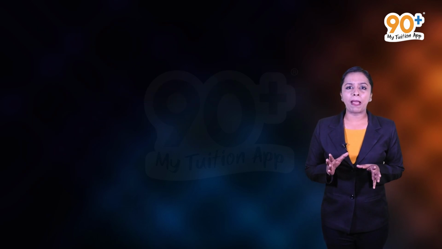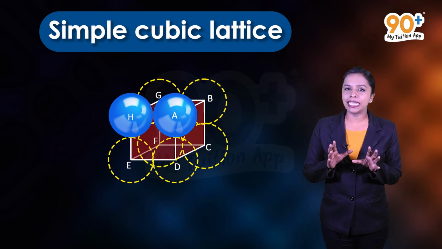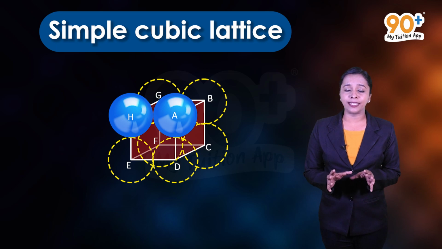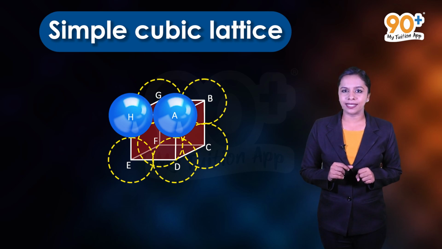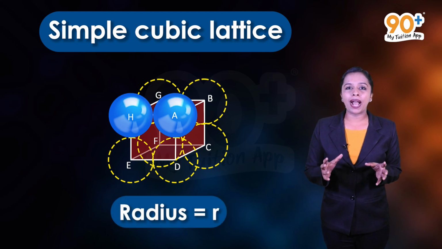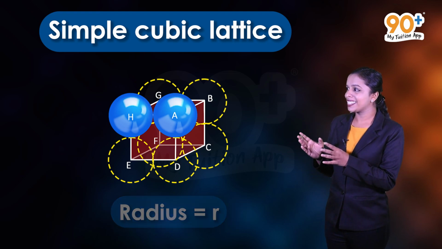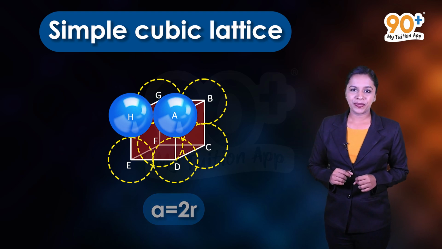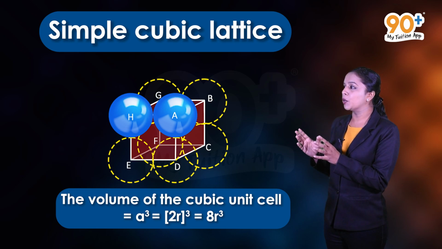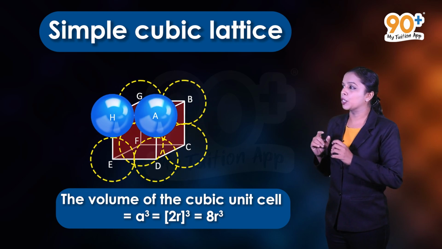Next, we will calculate the packing efficiency of simple cubic lattice. In a simple cubic lattice, atoms are only present at the corners of the cube and they touch each other along the edges. Thus, the edge length or side of the cube a and the radius of the particles r are related as a is equal to 2r, and the volume of the cubic unit cell is equal to a cube is equal to (2r) the whole cube is equal to 8r cube.